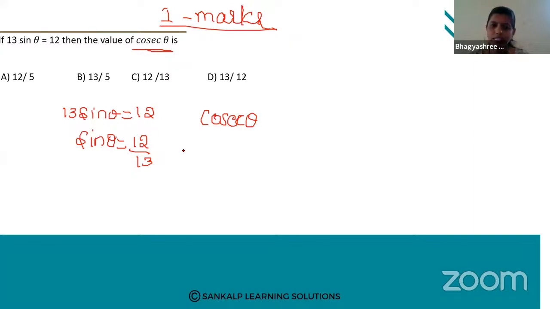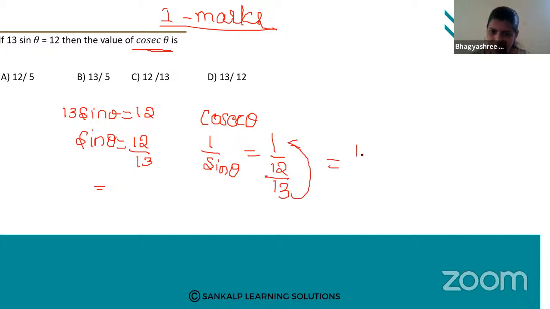Yes. So cosec theta means what? 1 divided by sin theta. So it is a reciprocal relation. Sin theta value is 12 divided by 13, so cosec theta is the reverse of that. Or you can write 1 divided by 12 divided by 13. Transfer this 13 to this side, that becomes 13 divided by 12.